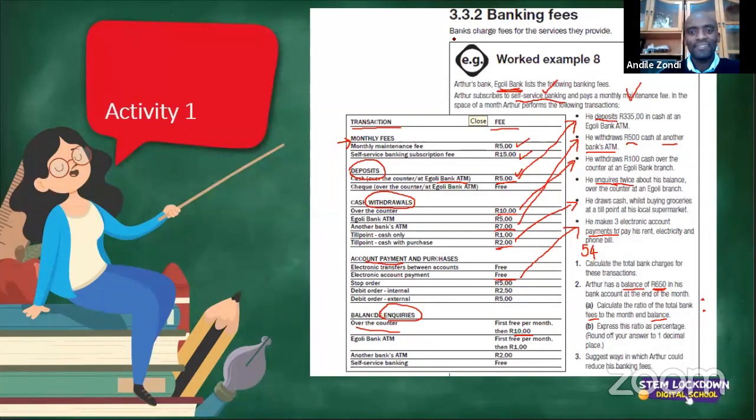Hopefully you're not waiting for my answer, but I'll give you my answer anyway. Remember, if you practice, you become perfect. If you don't, you won't perfect this work. So your ratio is supposed to be 54 is to 650. So that is your ratio.